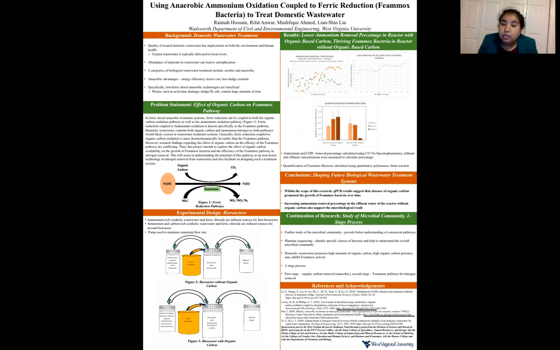In terms of continued research, it's crucial that further study of the microbial community is conducted so that we can understand all the concurrent pathways occurring within the bioreactor. It's also important that a two-stage process be discussed since our results indicated that high organic carbon presence in domestic wastewater may inhibit Feammox activity. In this first stage, organic carbon would be removed, and then in the second stage, the Feammox pathway would be applied.